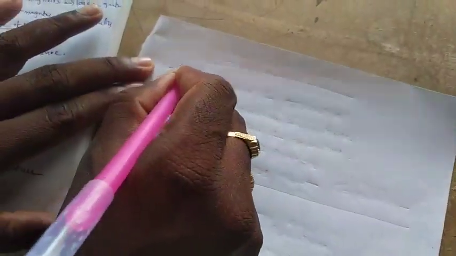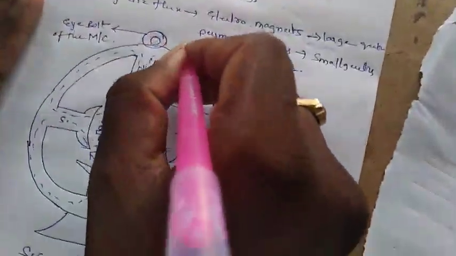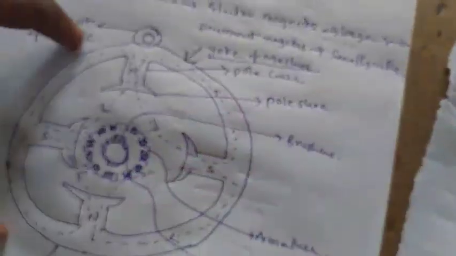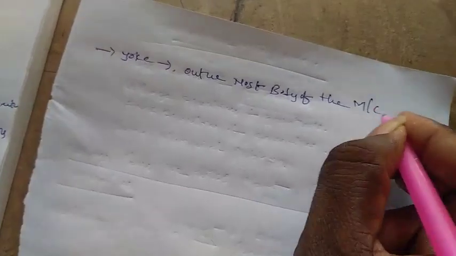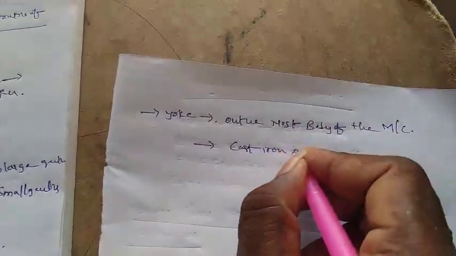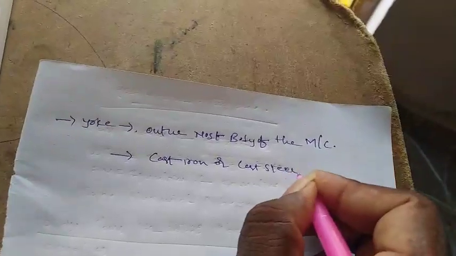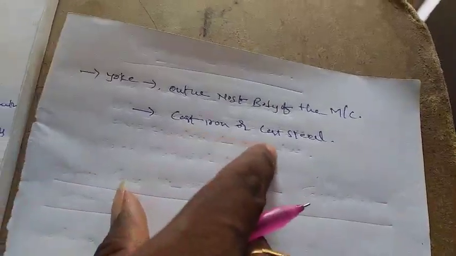So the main parts are, first thing is the yoke. Here we can see this is the yoke. The outermost body of the machine is called the yoke. The yoke is made up of cast iron or cast steel. So the material that can be used for the yoke is cast iron or cast steel.